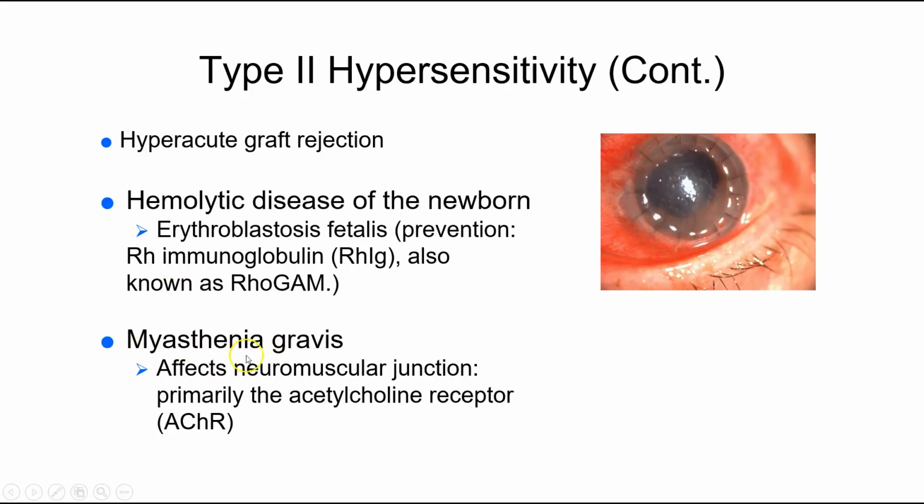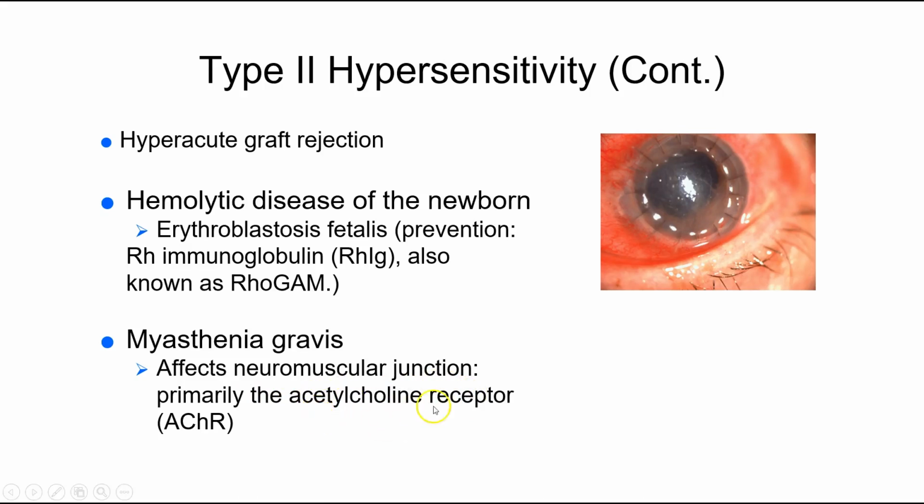It is categorized as a type 2 hypersensitivity, but the thing that's being destroyed in myasthenia gravis is the acetylcholine receptor at the neuromuscular junction. So remember, you have motor neurons, and those release acetylcholine onto muscle cells at the neuromuscular junction. That acetylcholine is necessary for those muscles to contract in response to nervous stimulation. In myasthenia gravis, we have progressive destruction of the acetylcholine receptor, and that's going to lead to an inability of those muscles to contract. So you're going to have muscle weakness.